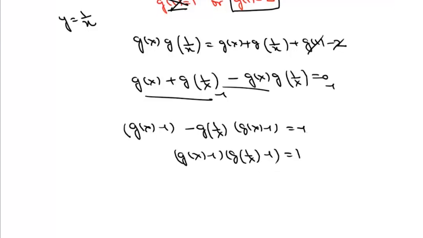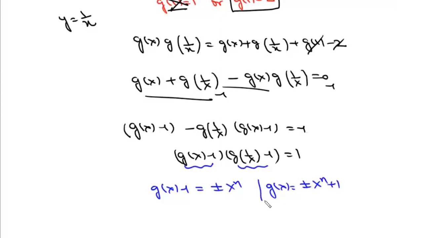Now it is given that gx is a polynomial and gx minus 1 should cancel x for all the values of x. So that means this gx minus 1 should be of the form plus or minus x to the power n. So from here we get gx as plus or minus x to the power n plus 1. Now here we must decide if it is plus sign or minus sign, because it cannot be both. Then in that case this gx won't be a function.